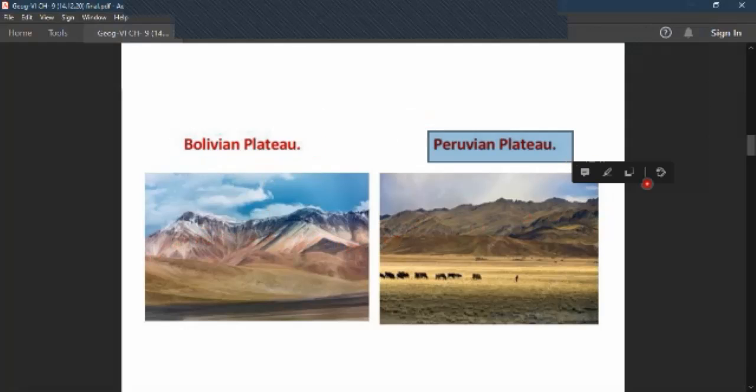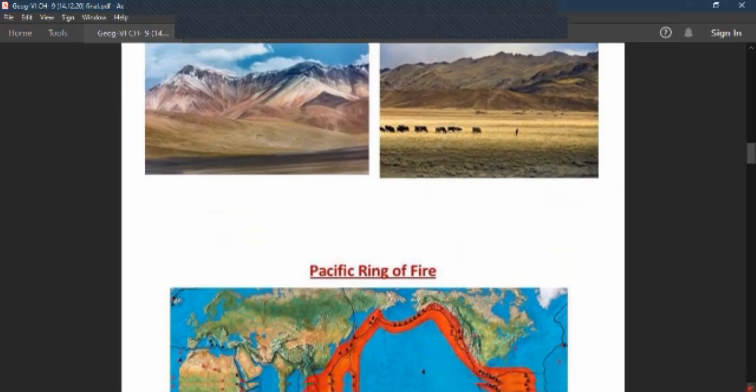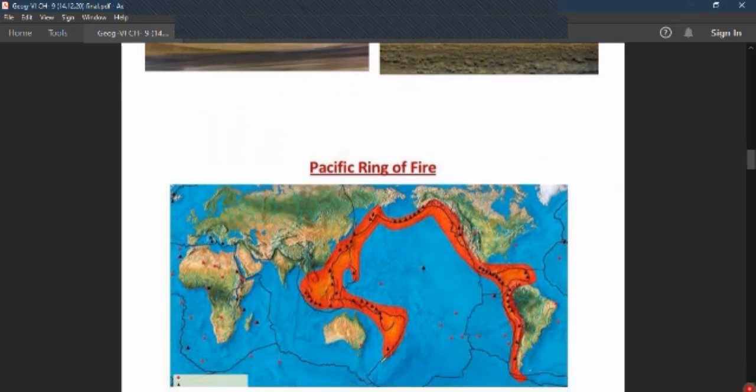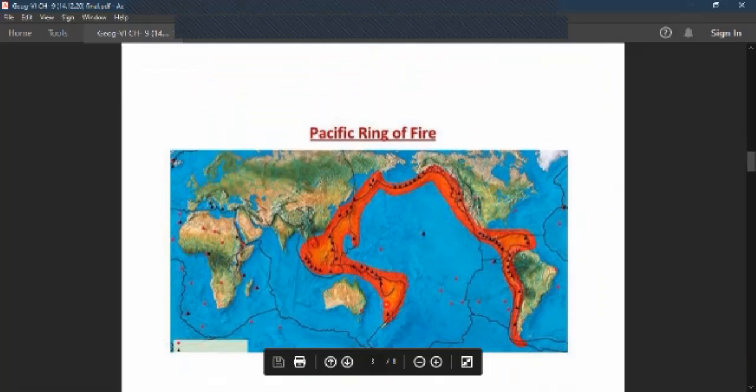Andes constitute an integral part of the Ring of Fire. So here you can see the Pacific Ring of Fire. This Ring of Fire is a path along the Pacific Ocean characterized by active volcanoes and frequent earthquakes.